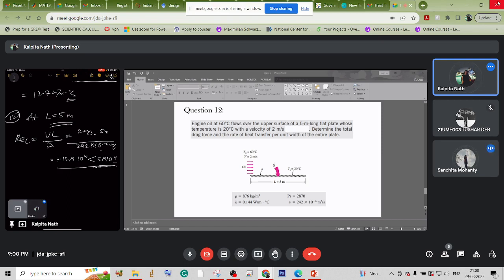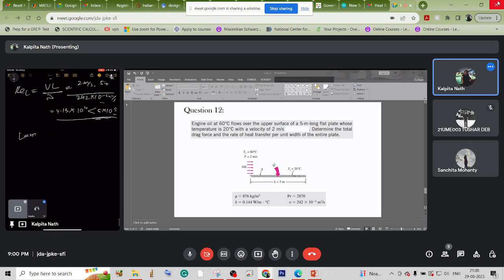So this is laminar. That came out to be 4.13 into 10 to the power 4. Okay, so it is 1.328 root over Reynolds number. So it will come out to be 1.328 root over 4.13 into 10 to the power 4, and that is 0.0207.